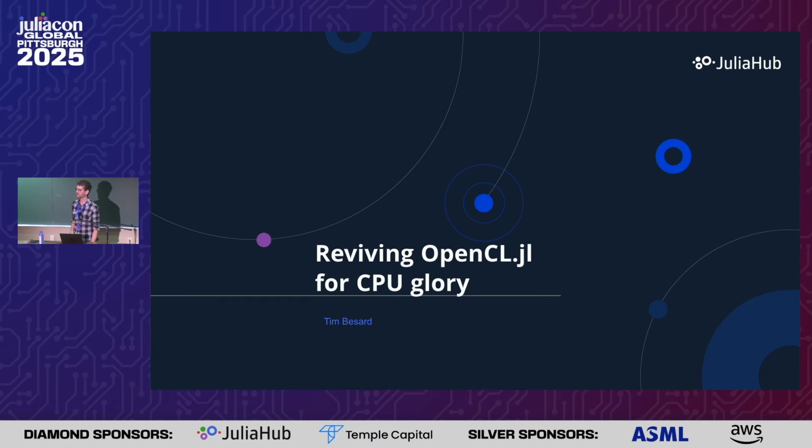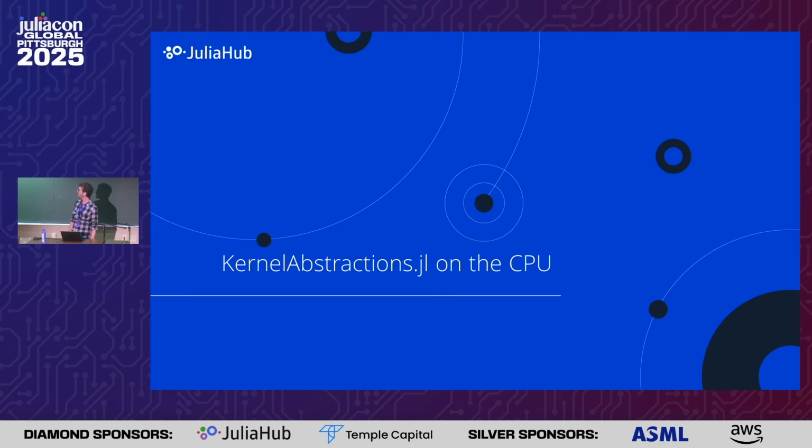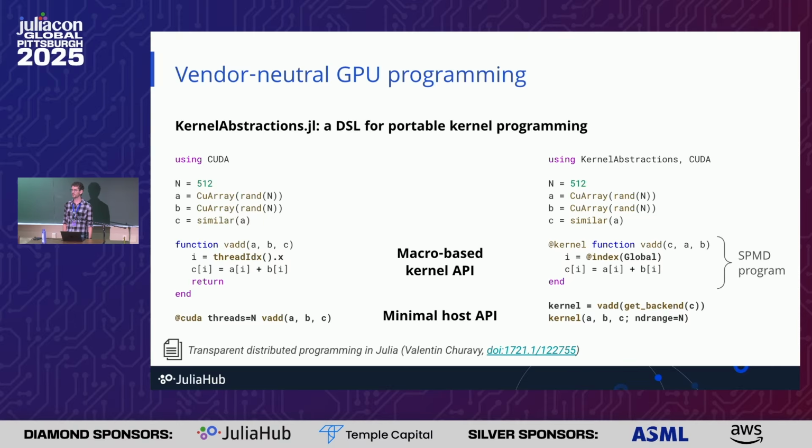So today I'm going to be talking about OpenCL.jl, which is a new GPU backend that I've been working on for the past year, and how we revived that to run GPU code on the CPU. So bunch to unpack. Before that, I'll start with some motivation for this whole effort. And the motivation for this work starts with kernel abstractions, which I'm assuming many of you will be familiar with.